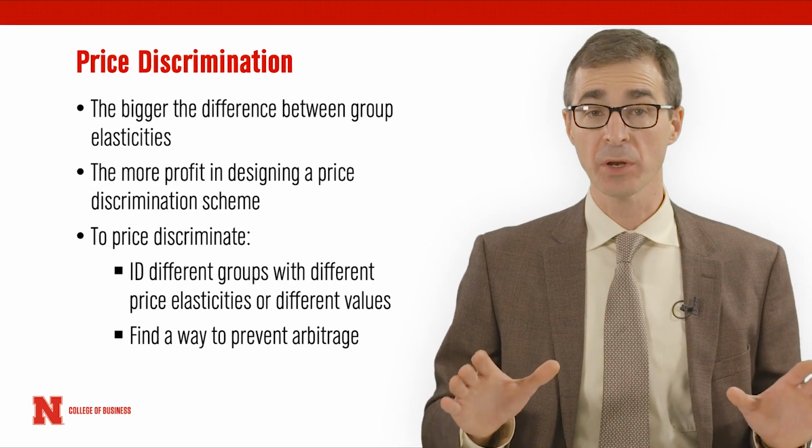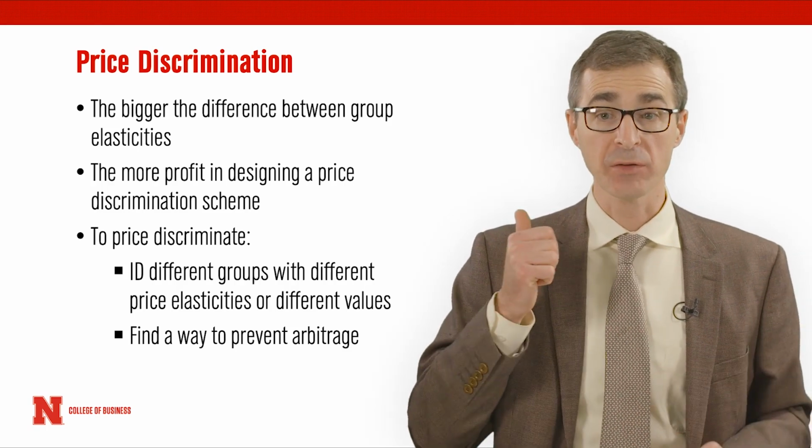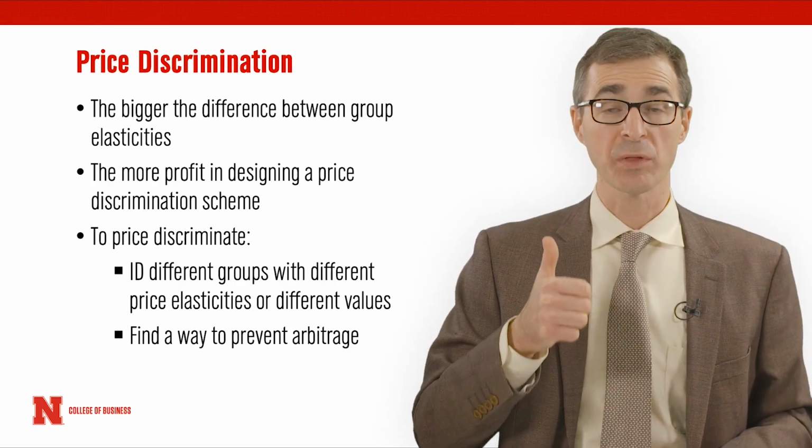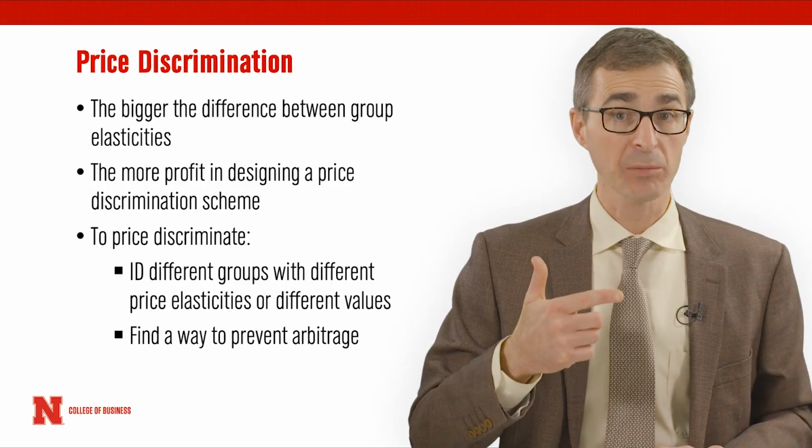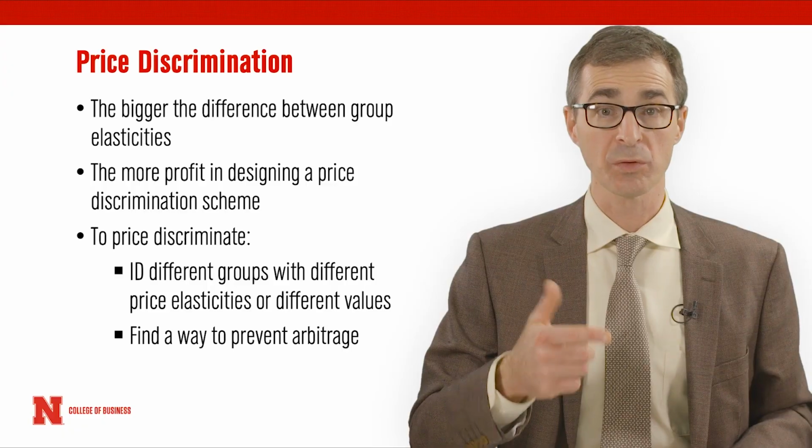To price discriminate in a direct manner, the firm has to be able to identify the different groups with different elasticities of demand or different values, and then find a way to prevent arbitrage between those 2 groups.